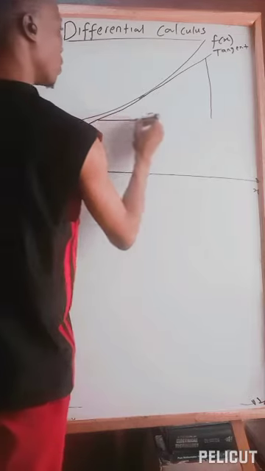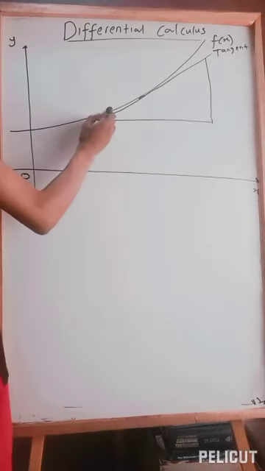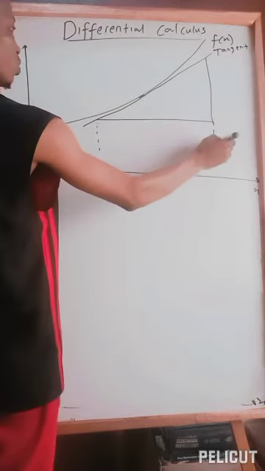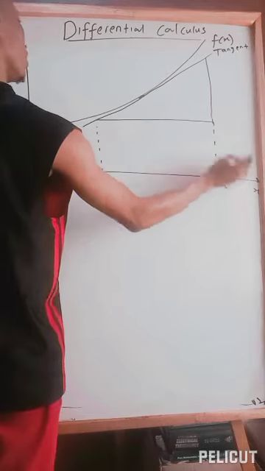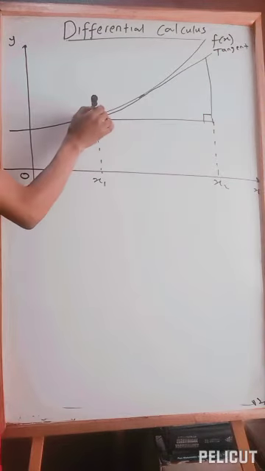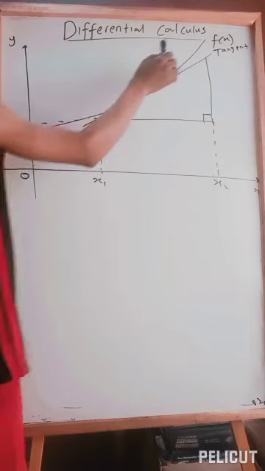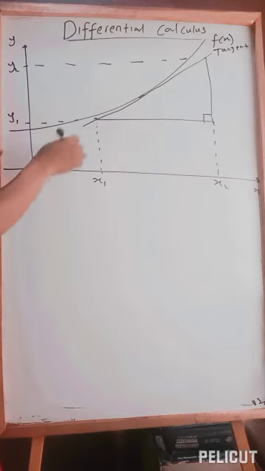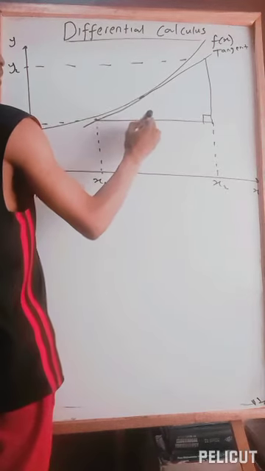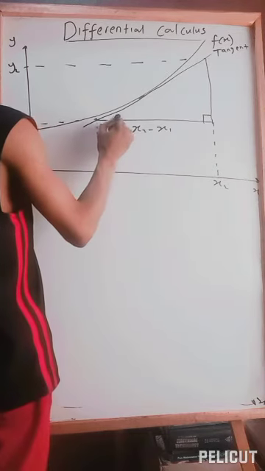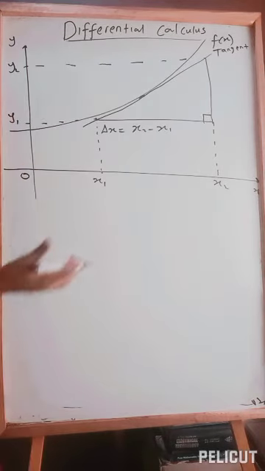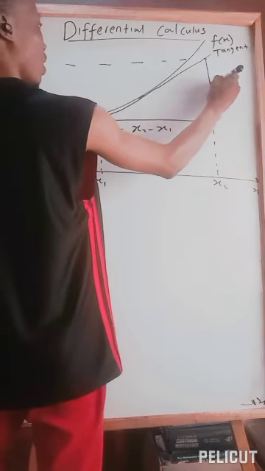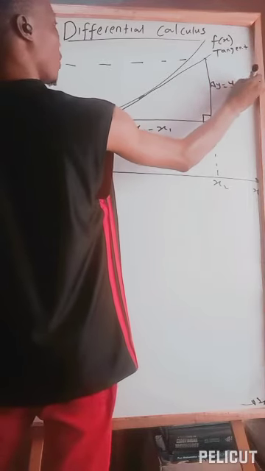Let me just pick a big one. So at this point here, I have this to be x1, and at this point here, I have this to be x2. Tracing this to this side, I have this to be y1, and at this point here, I have this to be y2. So this is actually x2 minus x1, which I will call delta x. That is a change in x. And from here to here, I have this to be delta y, which is y2 minus y1.